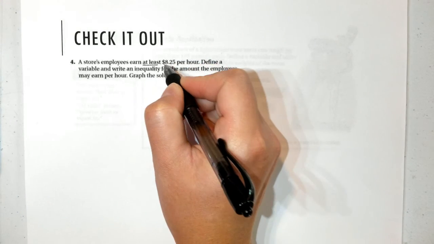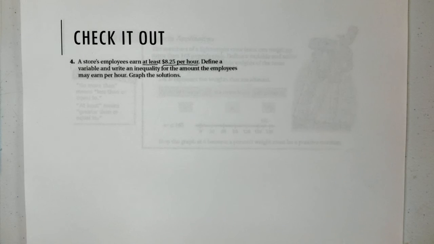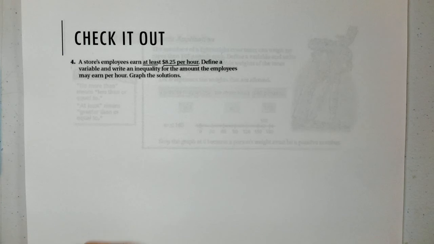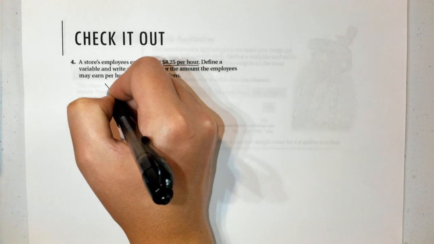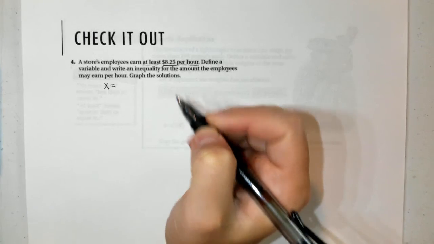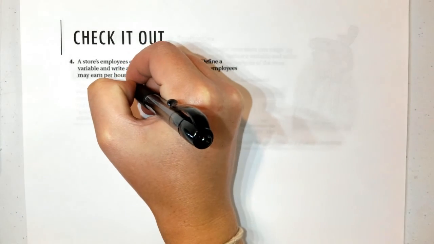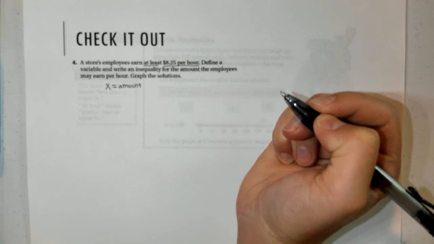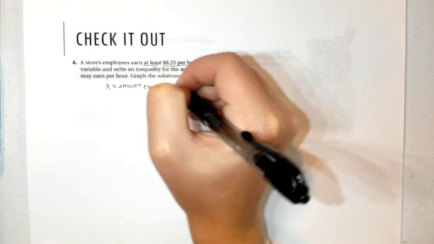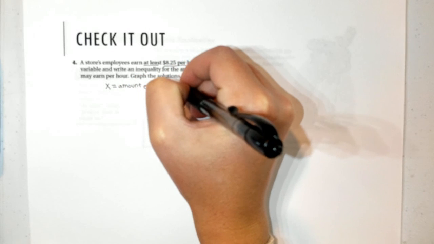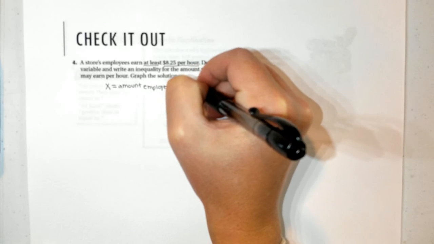So at least $8.25 per hour. Define a variable and write an inequality for the amount that the employees may earn per hour. Graph the solutions. So we're going to define our variable. Okay, your choice what you want to use. I'm going to use x. So x equals amount employee earns per hour.